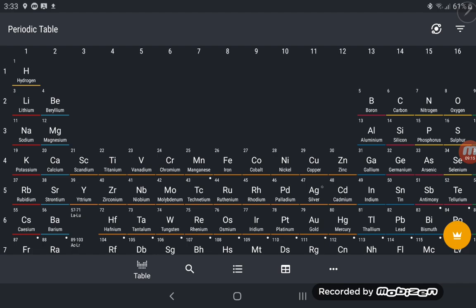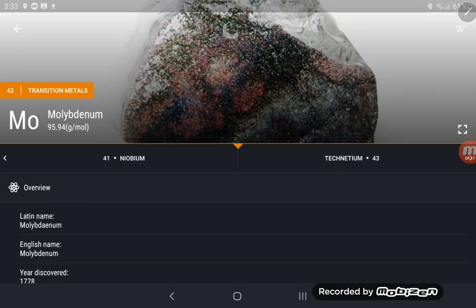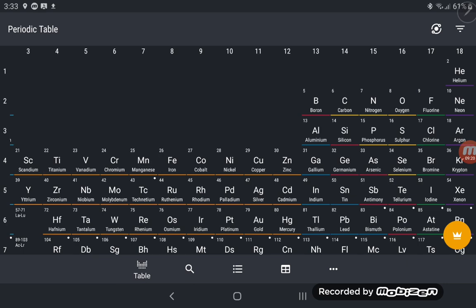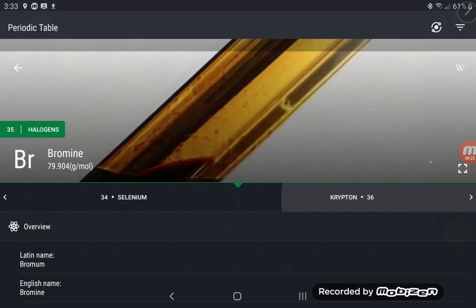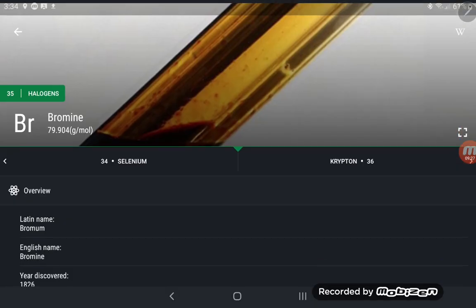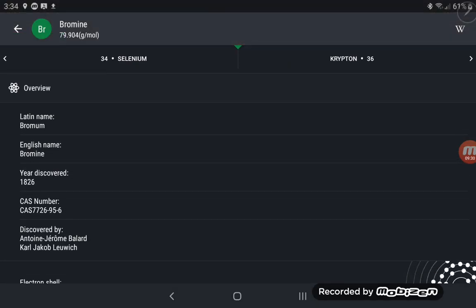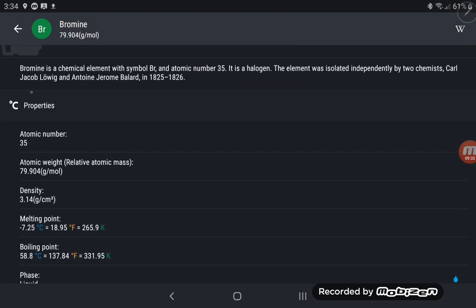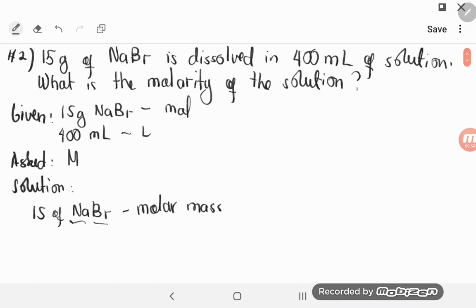Let's look for the bromine. Okay, here's the bromine. So let's click bromine. And that's not bromine, that's krypton. We need to look for bromine. Okay, we now have here the bromine, and we are looking for its atomic weight. Okay, bromine has atomic weight of 79.90. So let's write bromine 79.90. Okay, so let's go back to our whiteboard.